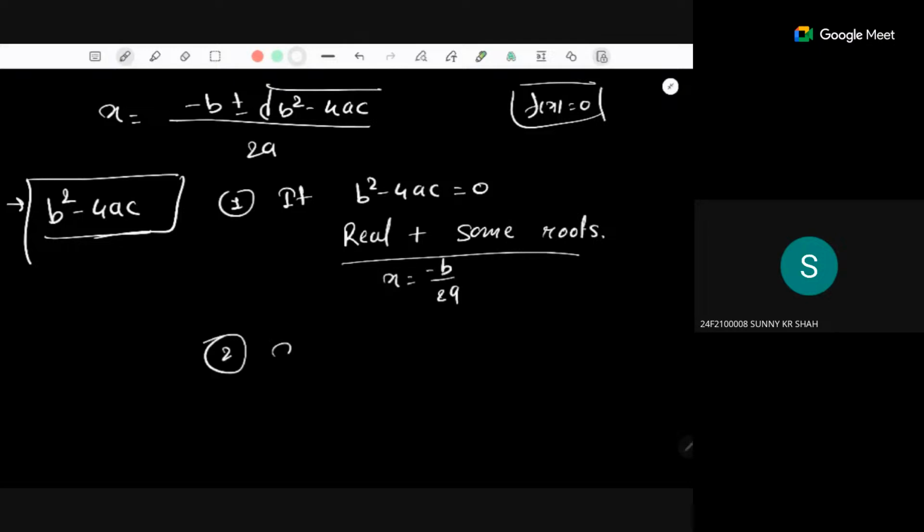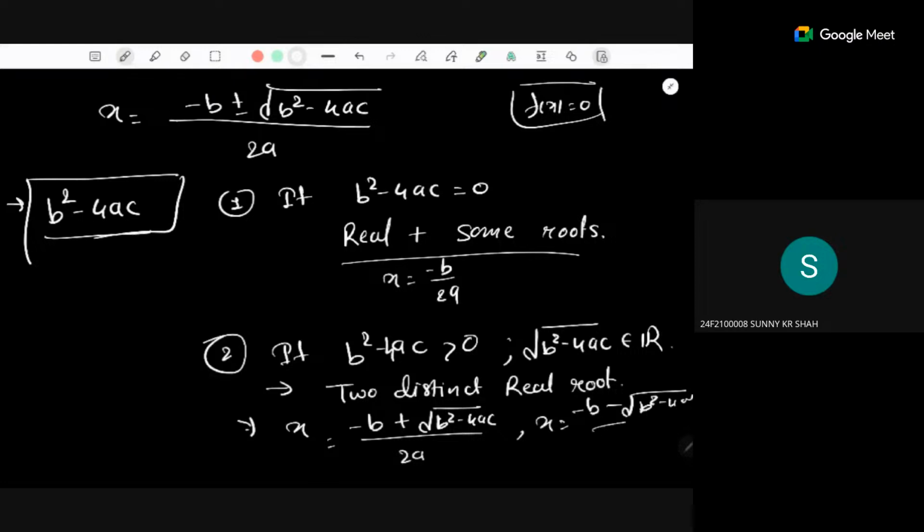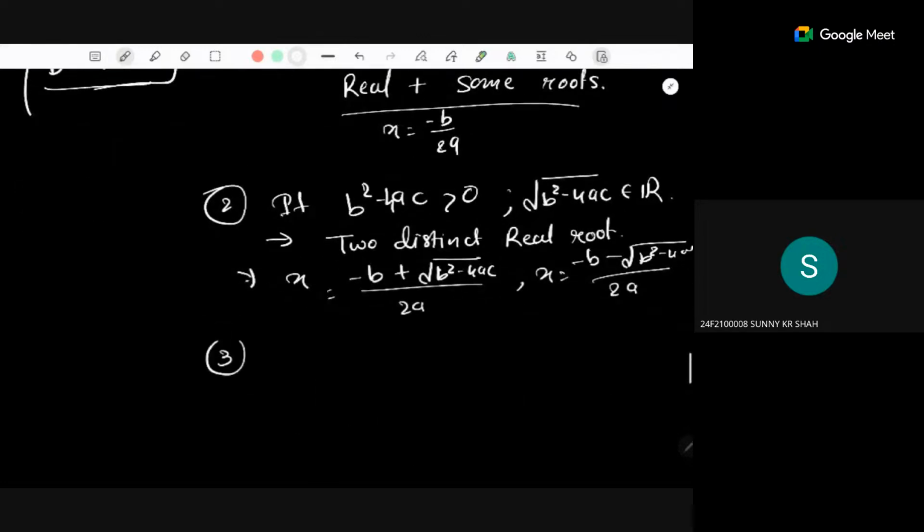Now, the second case is if b square minus 4ac is strictly greater than 0. In that case, we know that the square root of b square minus 4ac is a real number, right? So here we have two distinct real roots. One root is x equals minus b plus under the root of b square minus 4ac, by 2a, and the other one is x equals minus b minus under the root of b square minus 4ac, by 2a.